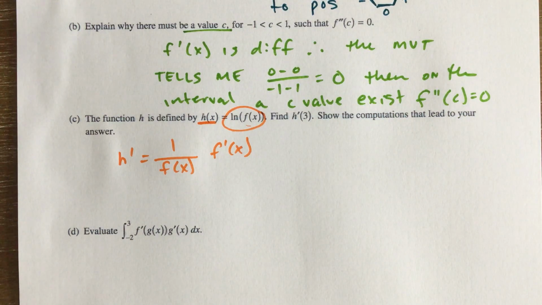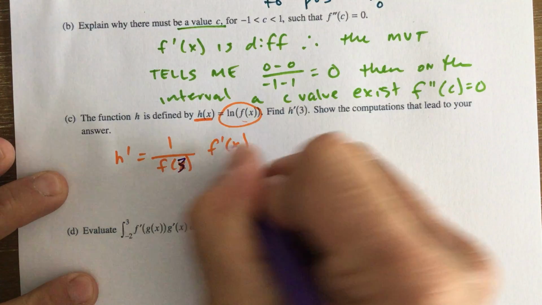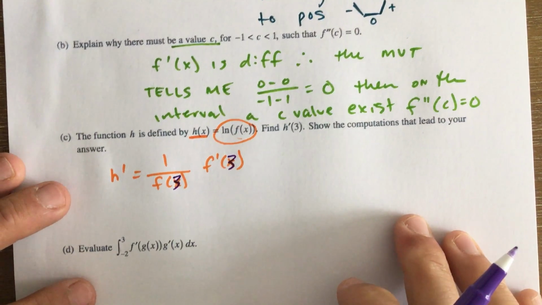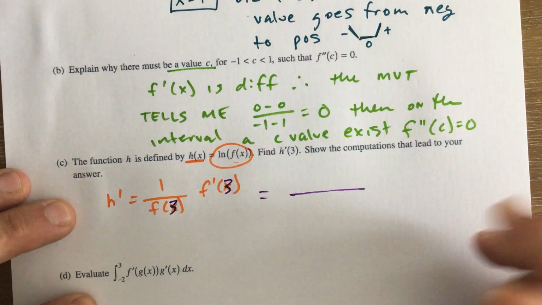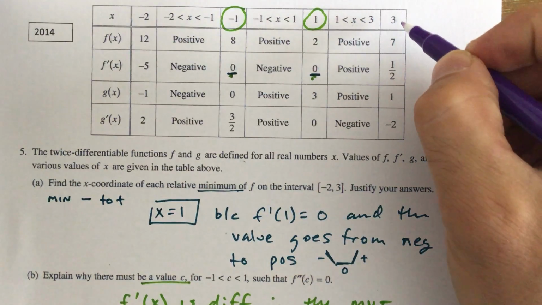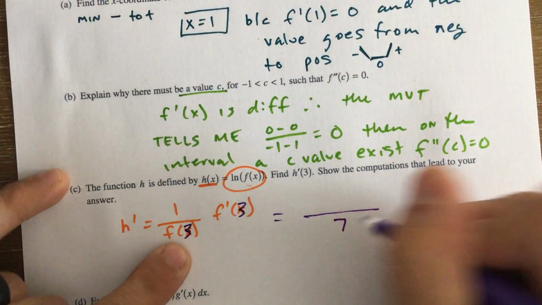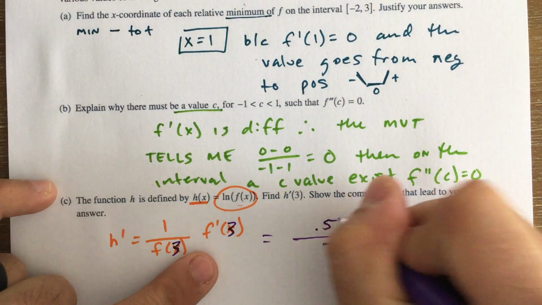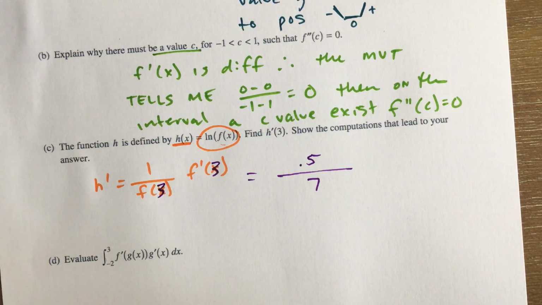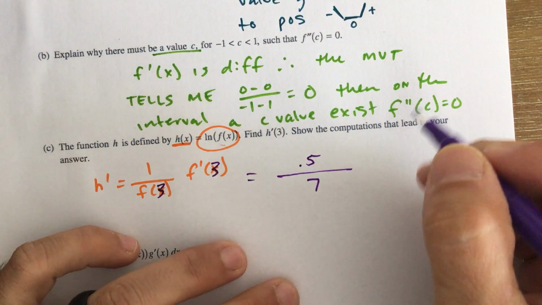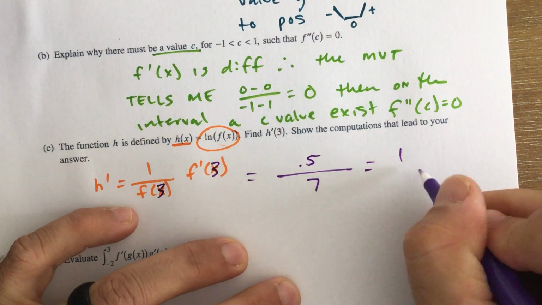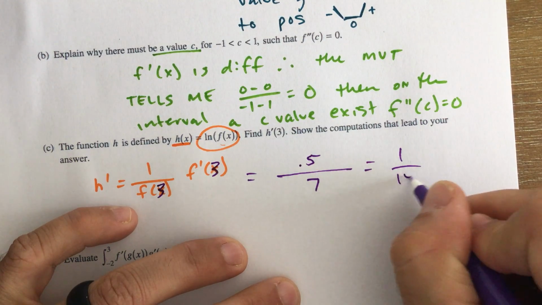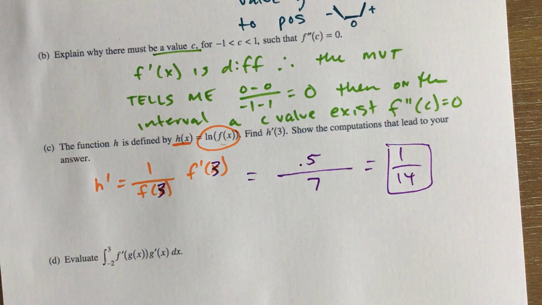Okay, and now we just have to plug in 3 to both of those guys. And really by plug in 3, I just mean find it on the chart. So I still have a fraction, and f of 3 is right here. F of x is 7. And f prime of 3 is going to be 0.5. So you could leave the answer like that, I suppose, or you could double the top and get 1 and double the bottom and you get 14, just to clean it up a little bit. We are in AP Calculus, so it seems reasonable.